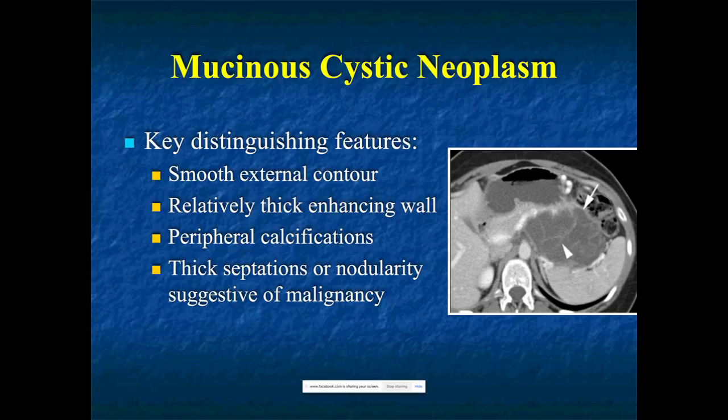Diagnosis, guys? Let me hear you a bit louder. MCN. Very good. Smooth, sometimes thick enhancing wall, not necessarily. Can have peripheral calcifications, thick septations. Again, they're always considered pre-malignant at a minimum. And when you resect them, sometimes they have low-grade or high-grade dysplasia, but they're coming out.